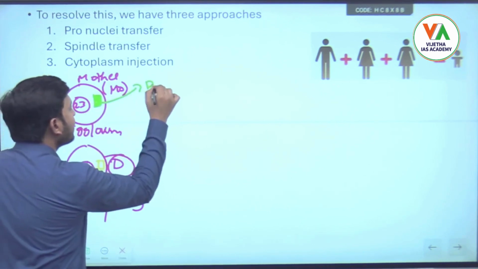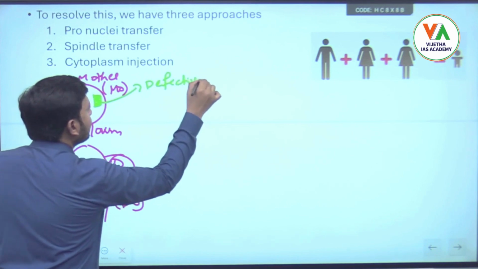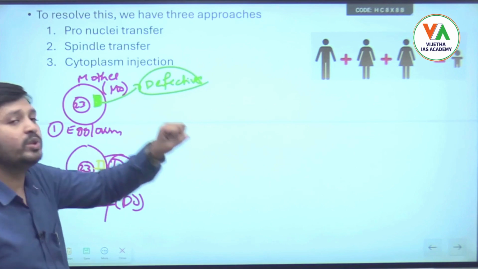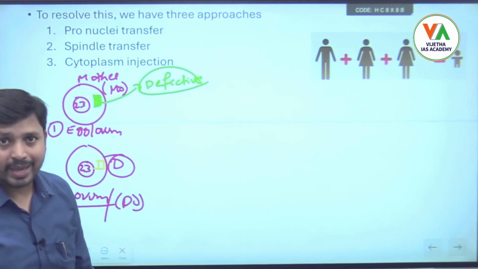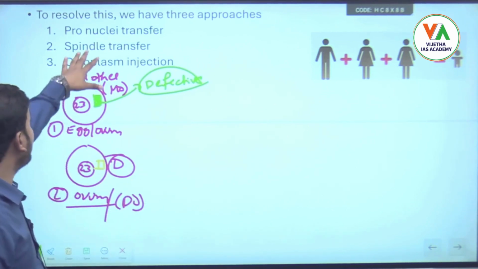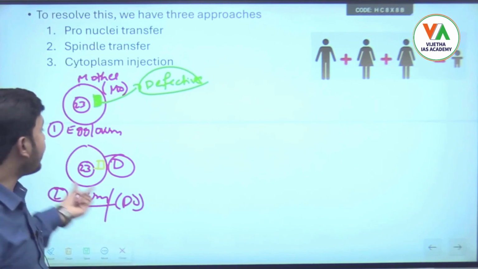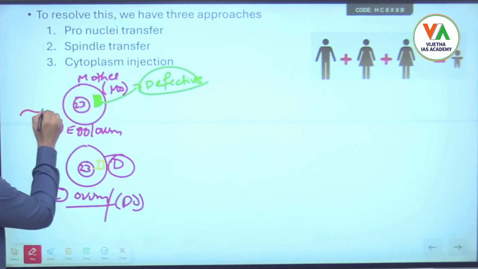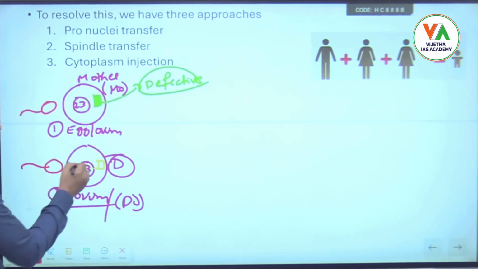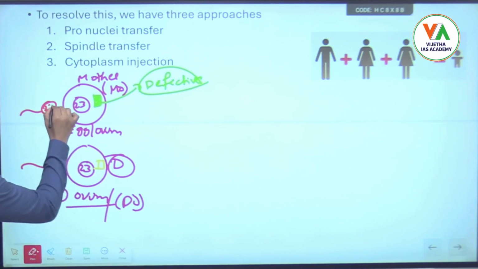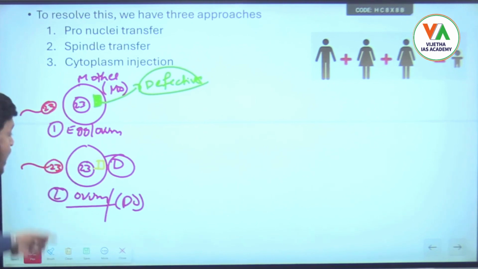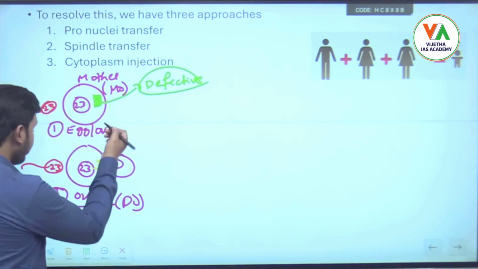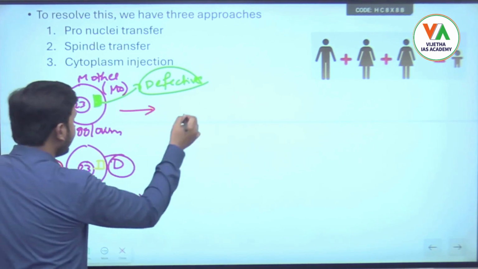If the mitochondria of the mother is defective, we want to remove it. So for this purpose, in this pronuclear transfer, first we will fuse this egg with the sperm, and we will also fuse this other egg with the sperm. This has 23 chromosomes, and this has 23 chromosomes. Once the mother's ovum is fused with the sperm, what are we getting?